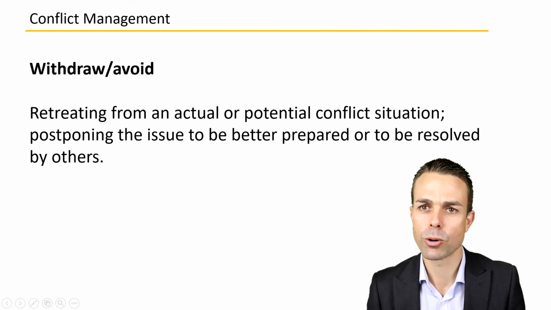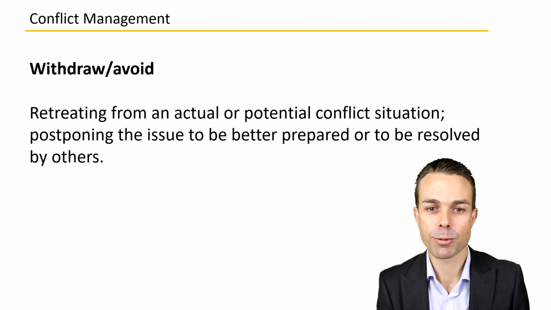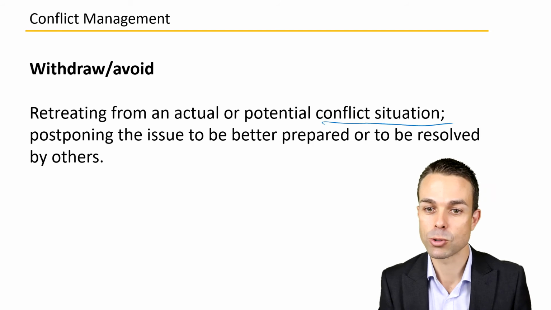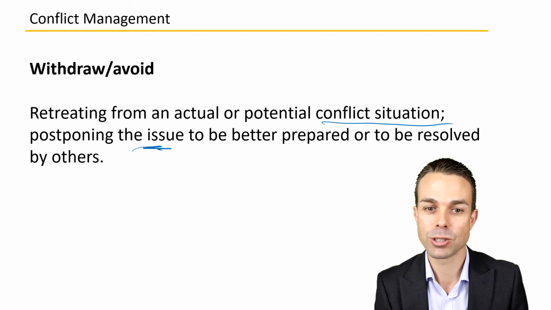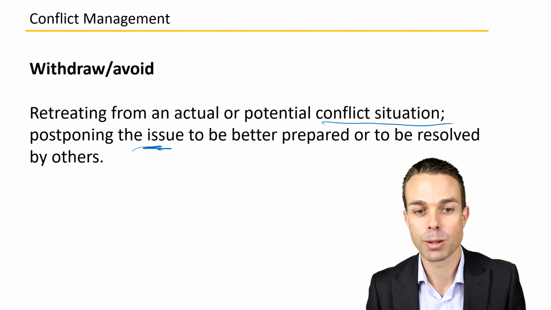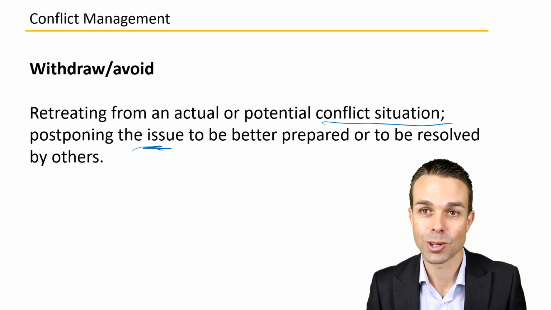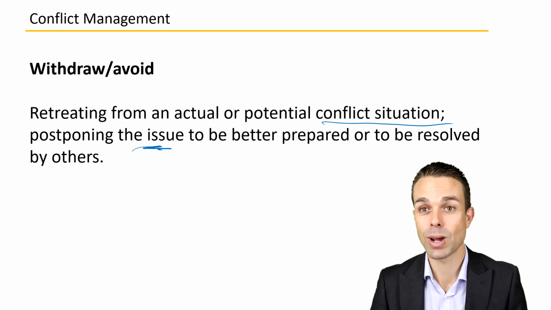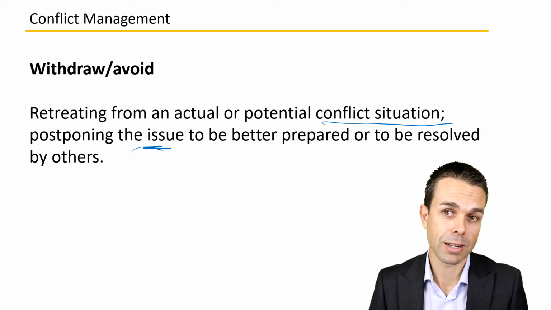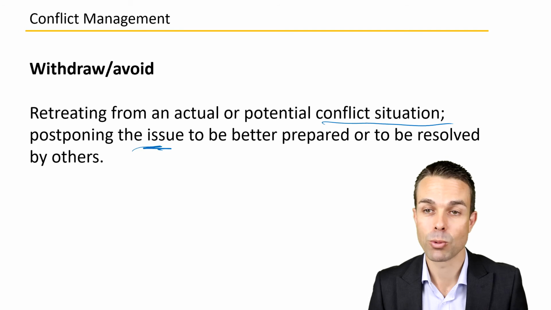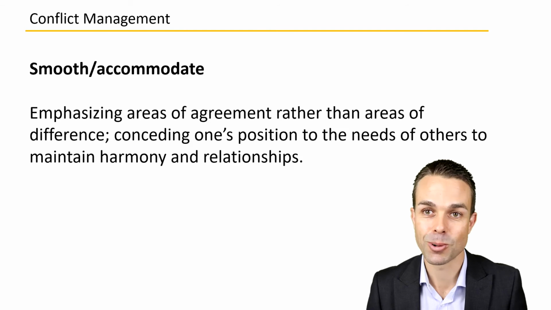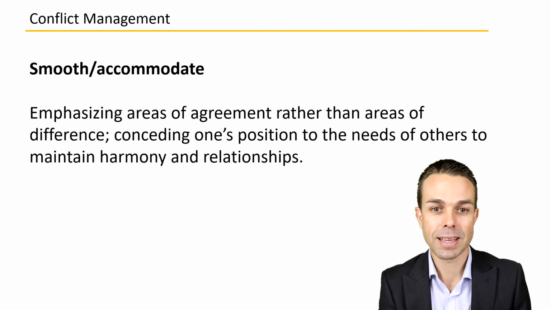If we're withdrawing or avoiding the situation, we're retreating from an actual or potential conflict situation, postponing that issue to be better prepared or to be better resolved by others. So we're not actually facing that particular issue at this time. Maybe we want to face it later, maybe we want someone else to face it, but we are withdrawing or avoiding the situation.